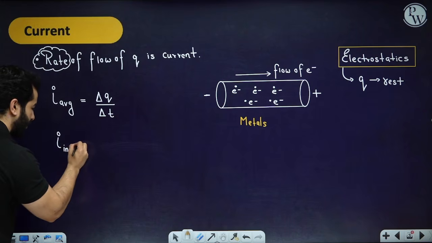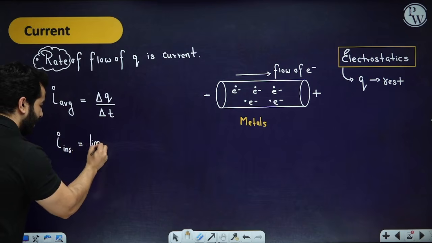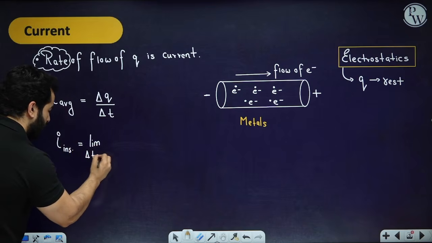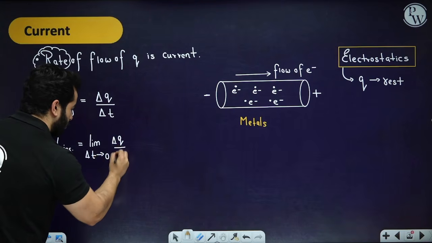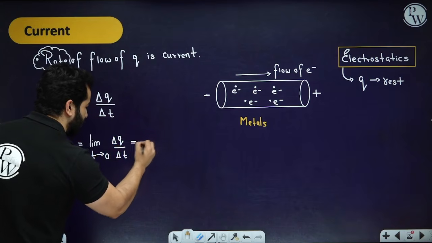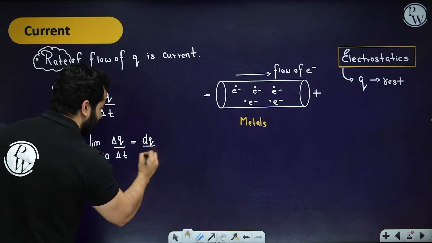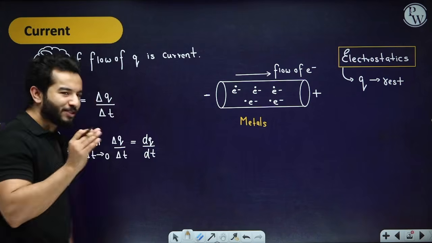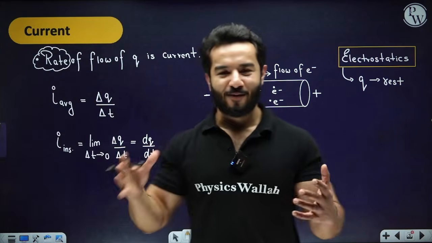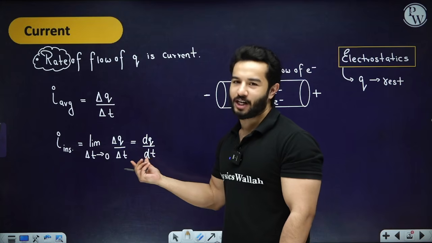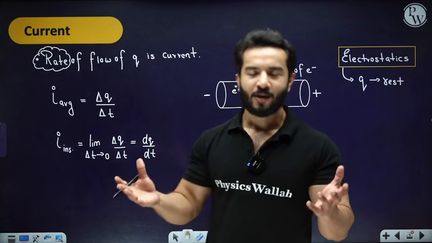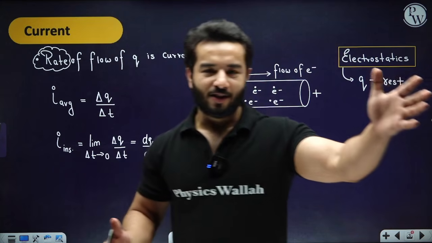Or if I would have said, okay, let's talk about the instantaneous current, it will be written as limit delta t tends to 0 of del q by del t. Don't have to worry about this. It is nothing but dq by dt. Please don't ever panic whenever you see something like this. This is your easy peasy derivative of charge with respect to time. That's what we are talking about. You have done this numerous times.